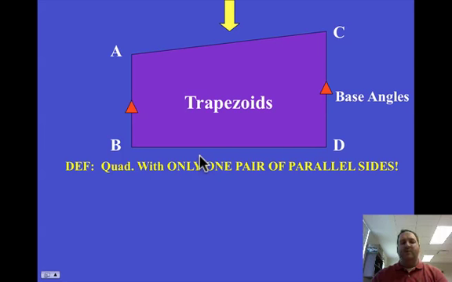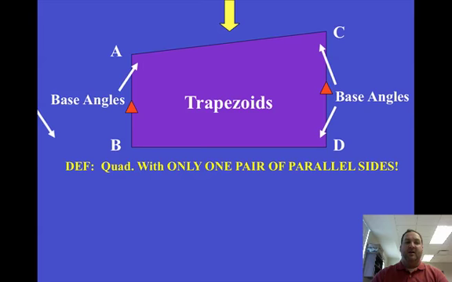Now, let's just name some parts of trapezoids. The base angles are the angles that make up the parallel sides. So angle A and angle B are base angles, and angle C and angle D, which go together, are also base angles. So make sure you label those on your family tree. We call the legs the non-parallel sides. Okay, this is different from the legs of a right triangle. These are talking about the legs of a trapezoid. The legs are the non-parallel sides.